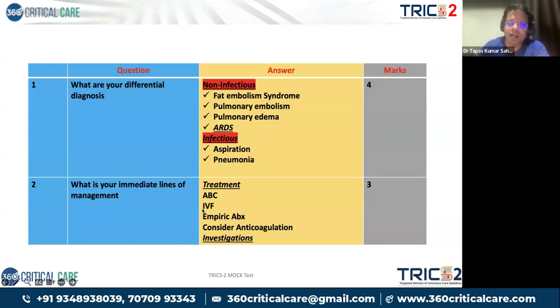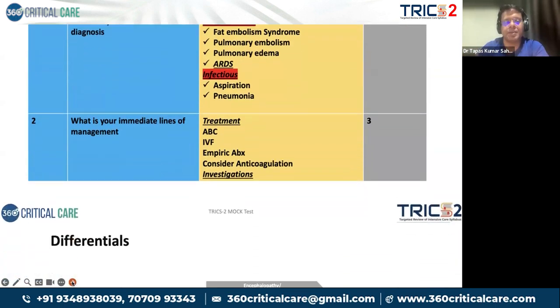Next, IV fluid, empiric antibiotic, consider anticoagulation, because the first differential diagnosis in my mind is fat embolism syndrome or pulmonary embolism. The patient was immobilized in the ward for the ORIF surgery, and has not been operated. So what is coming to everybody's mind right now is to consider anticoagulation, and then investigation. Definitely after stabilizing, I would immediately send samples for some of the tests.